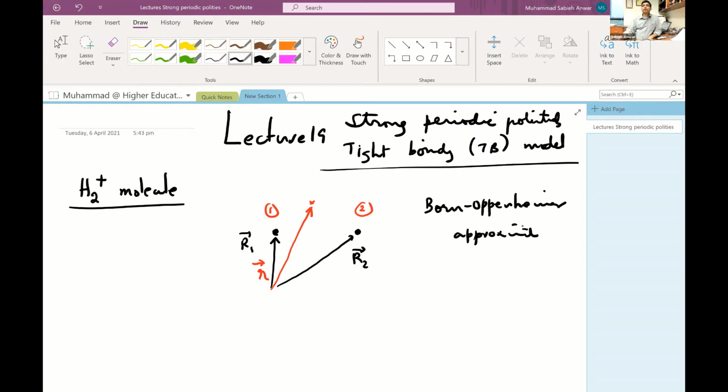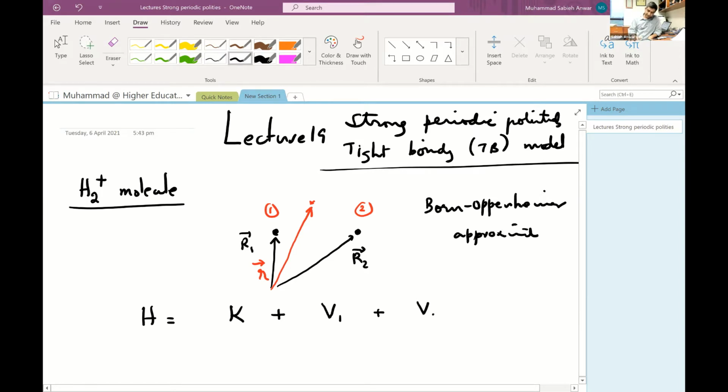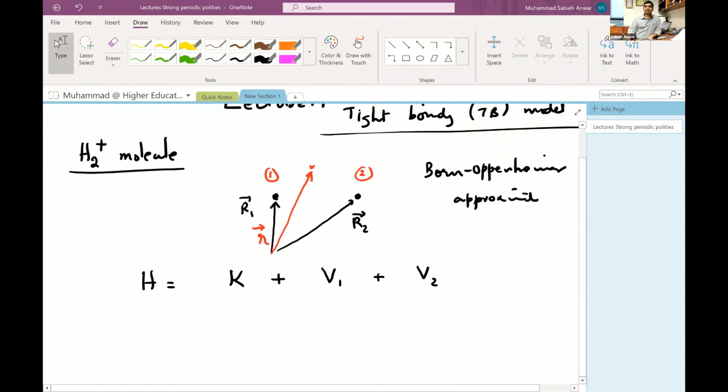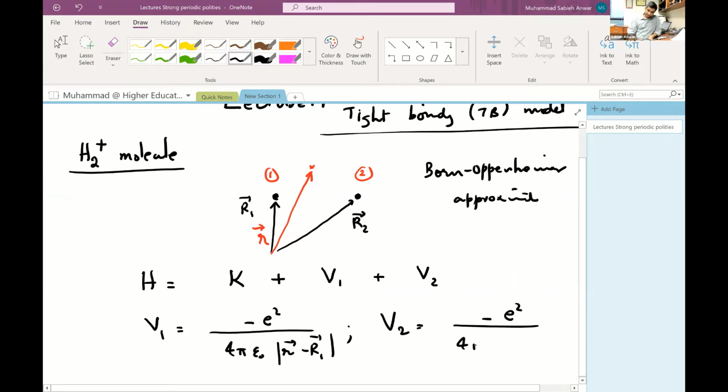Now, the single electron inside this molecular system can be described by a Hamiltonian, and the Hamiltonian will be given by the kinetic energy of the electron and the interaction of the electron with the first nucleus and the interaction of the electron with the second nucleus. And we all know that this interaction is of the electrostatic or the Coulombic kind. So V1 would be given by minus e squared over 4 pi epsilon naught times the magnitude of r minus capital R1. And likewise, V2 will be given by minus e squared over 4 pi epsilon naught times the magnitude of r minus R2.